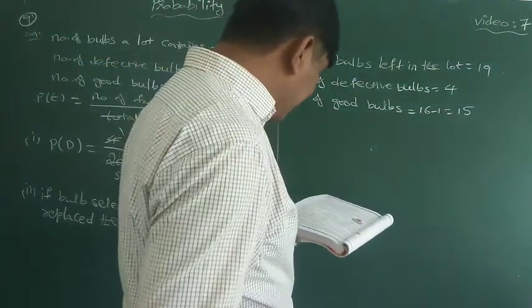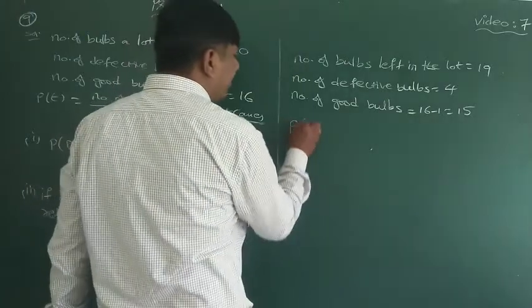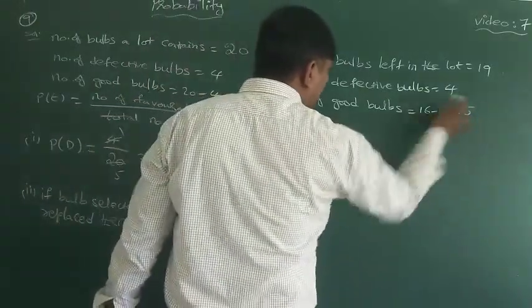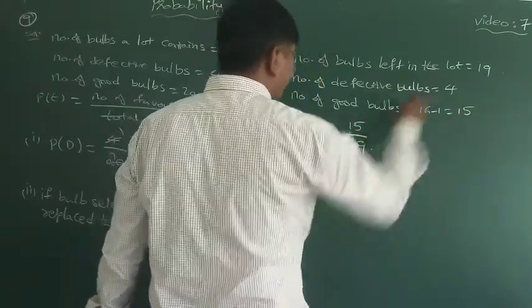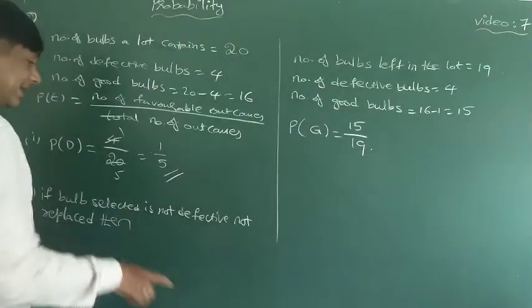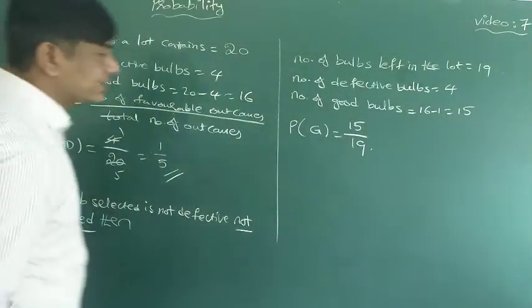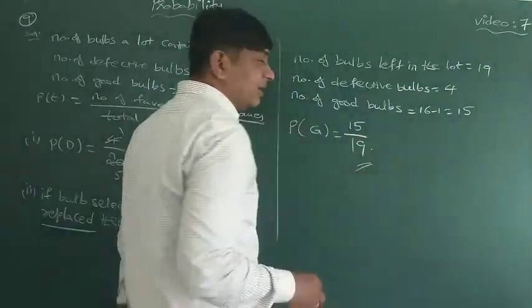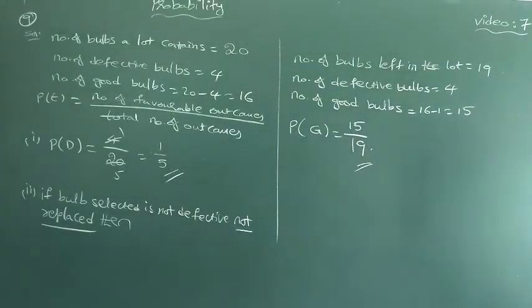What is the probability that the bulb is not defective? Probability of a good one is equal to, now the good ones left are 15 out of 19 only, because you are not replacing it. So 15 by 19. Will I get any cancellation? I think I don't, because 19 is a prime number and 15 is a composite number.